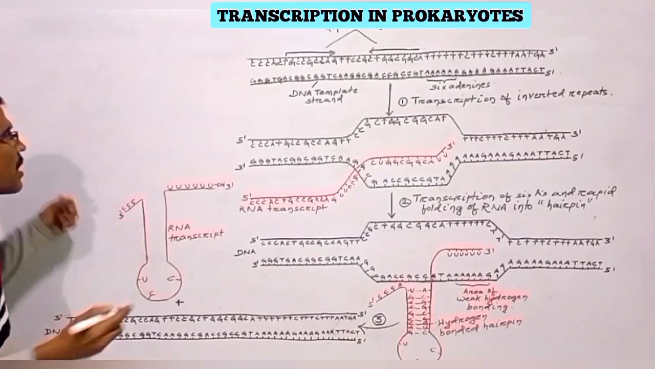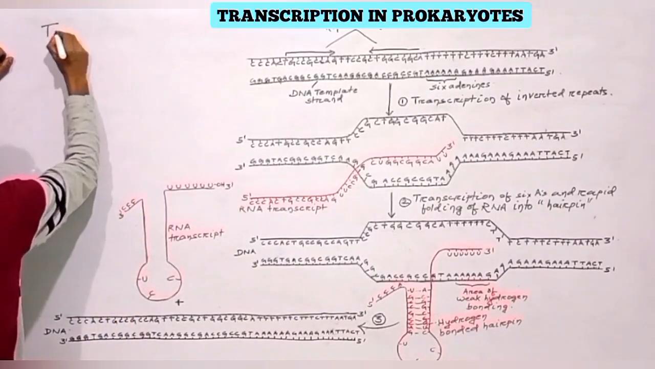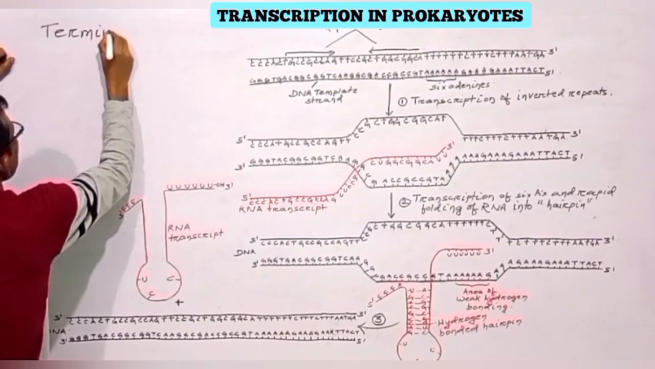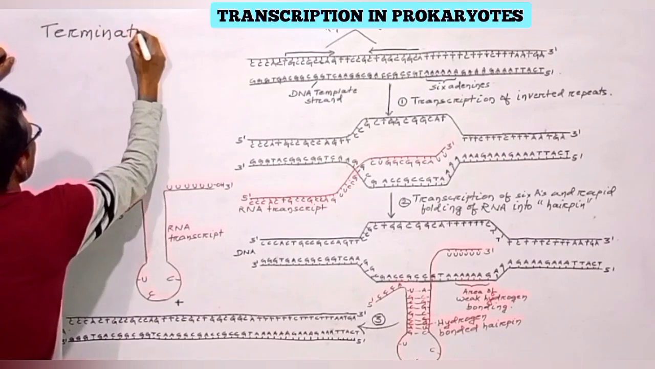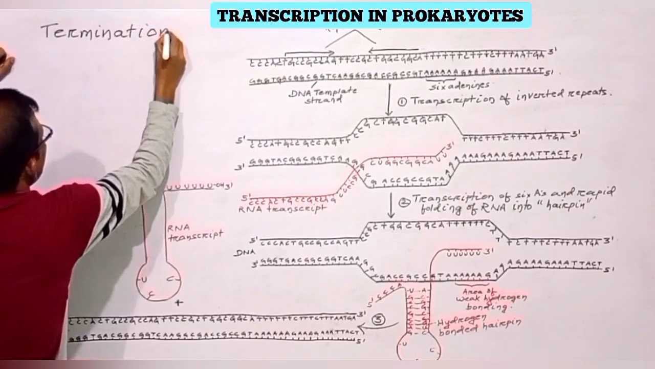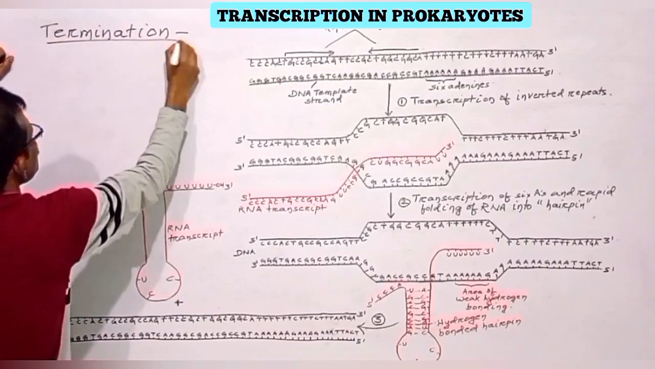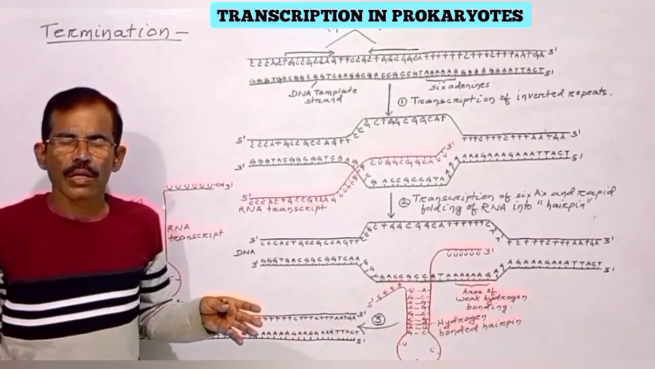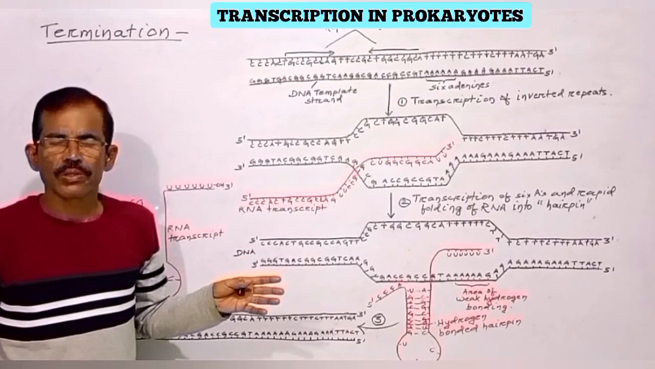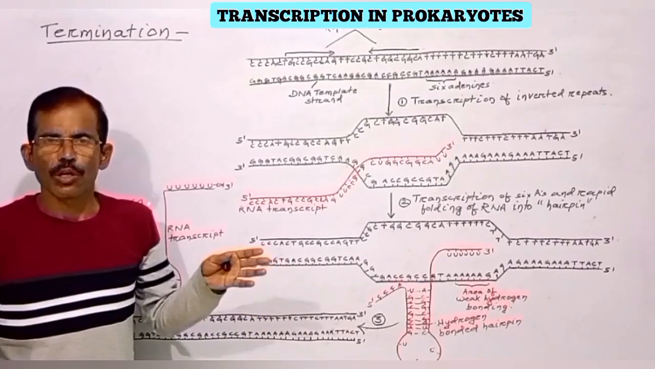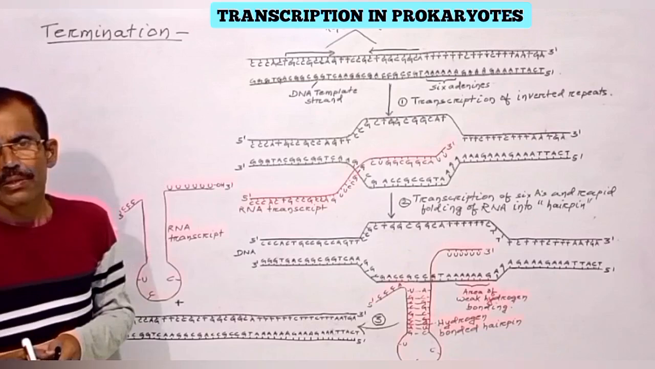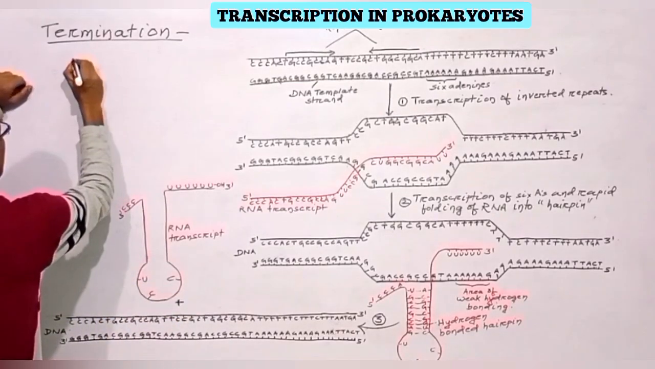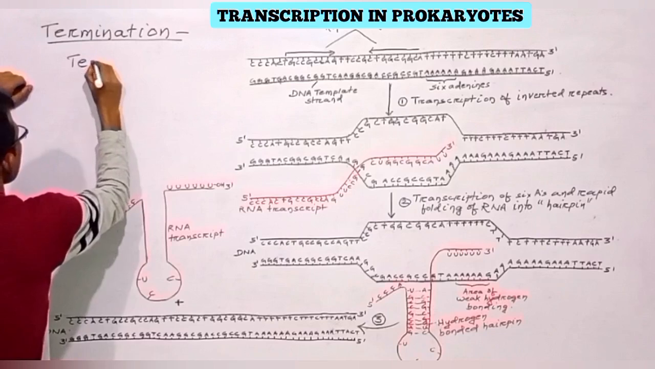Next phase is termination, in which the transcription complex dissociates and the nascent RNA chain is released. It occurs when the RNA polymerase encounters a termination signal. The signals are specific sequences called terminators.